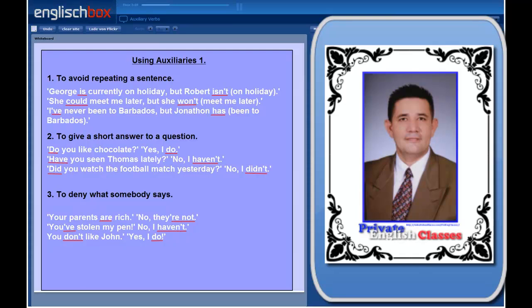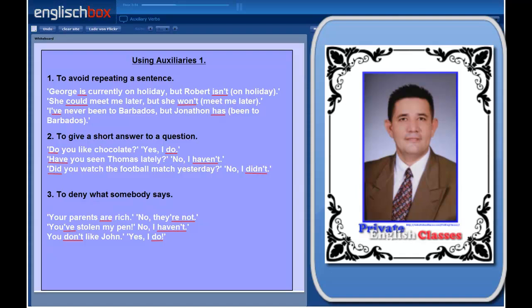So number one, we can use the auxiliaries to avoid repeating ourselves, to avoid repeating the same words in a sentence. So for example, George is currently on holiday, but Robert isn't. The second example, she could meet me later, but she won't. And the third example, I've never been to Barbados, but Jonathan has. You can see in brackets we've continued the sentence to show you what you could say, but it makes it more efficient and more natural if you avoid using the main verb again.